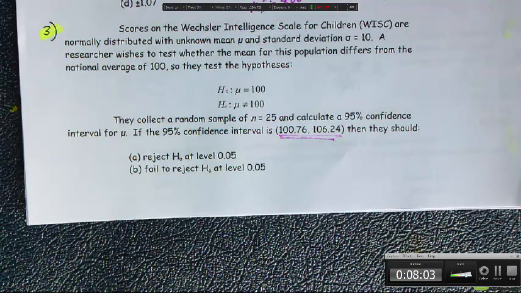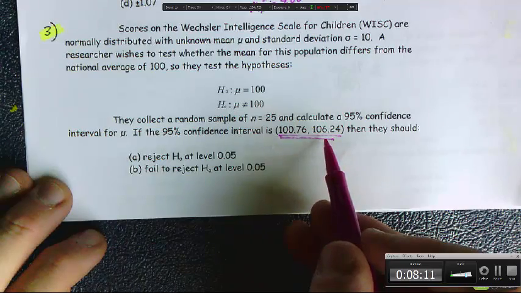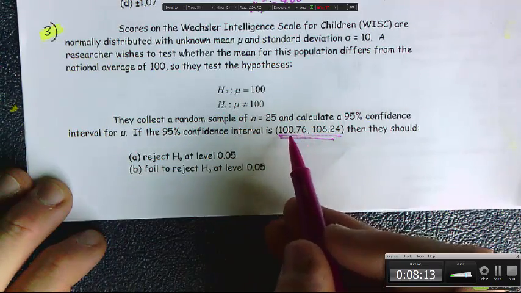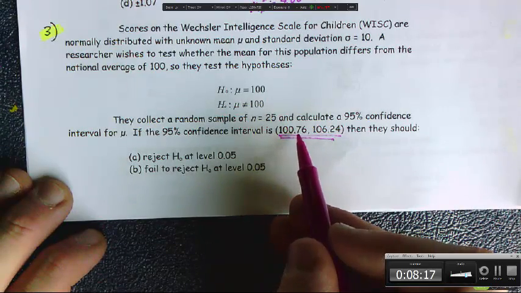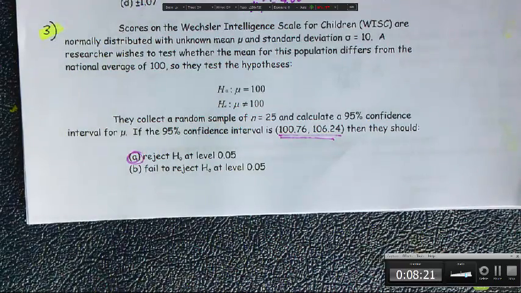Is what he expected to happen, mu equal 100, part of that confidence interval? Is 100 inside of here? No, it's not inside. 100 is just on the outside of it, because this is 100.76. So that means we're going to reject. It's all those A's. It's going to reject.